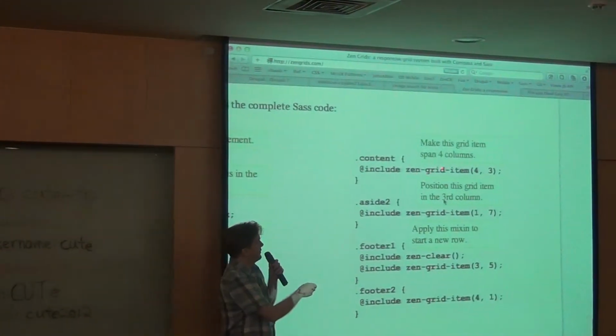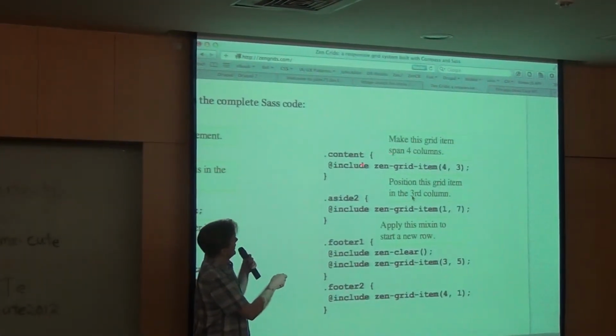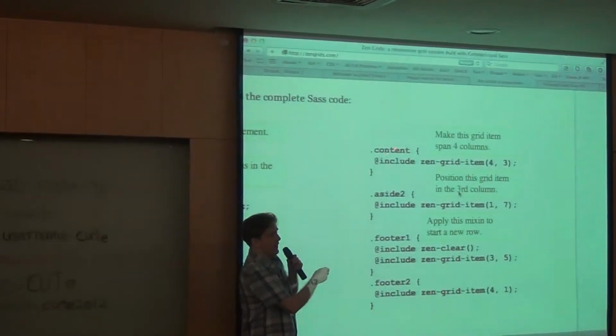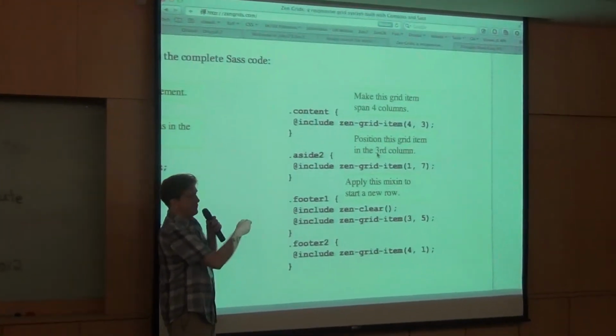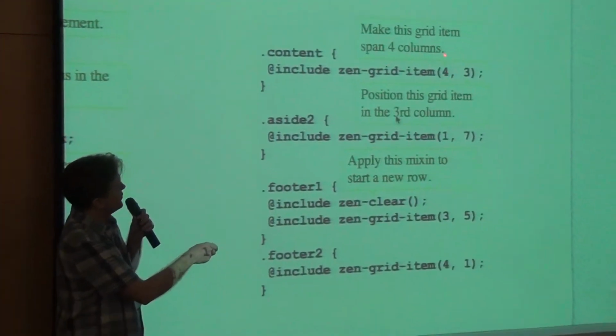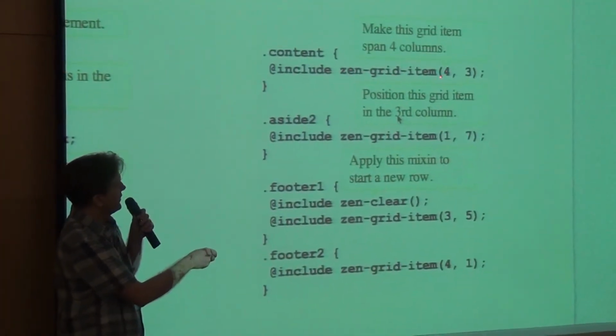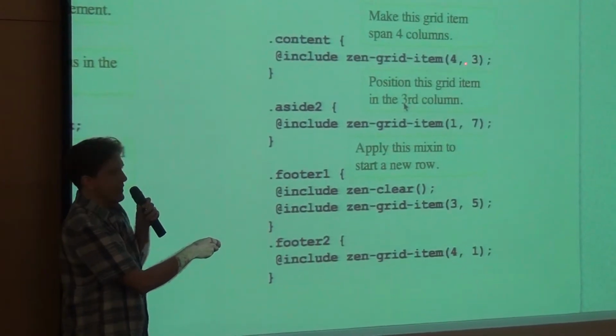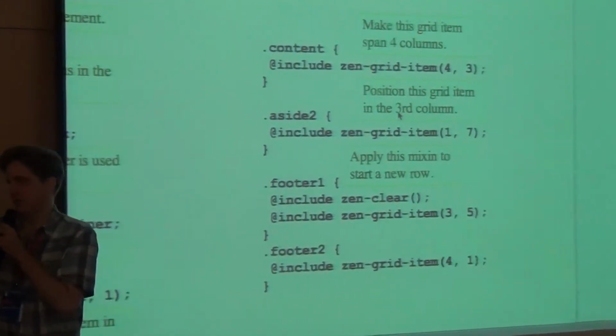And the syntax that I wrote for Zen grid item is really easy. I've got this content item that I want to position in our grid. So I'm going to tell it that I want this item to span 4 columns and start in the 3rd column of our grid.